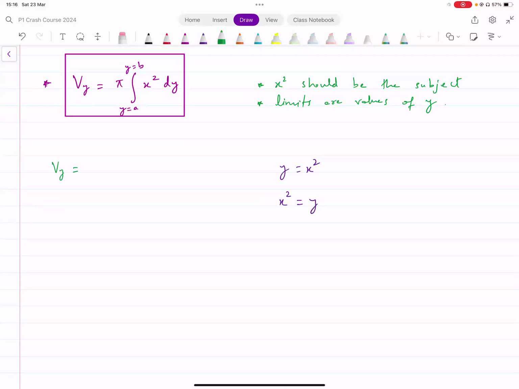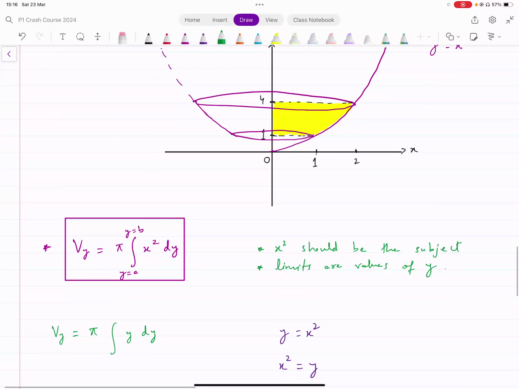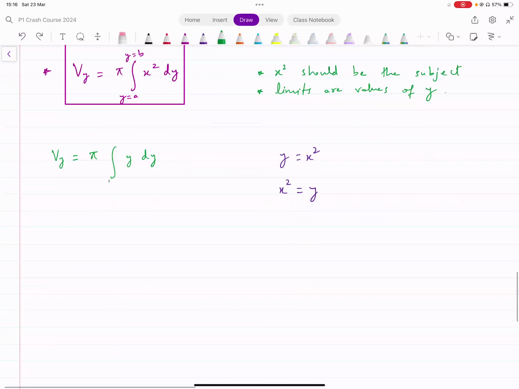Vy equals pi into the integral of y, right? x squared is just y, y with respect to y. Limits are from, what are the limits? Limits are supposed to be values of y. So that's 1 to 4, right? Limits are from 1 to 4.